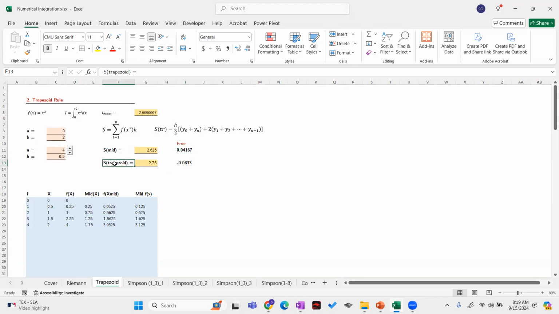But this is an extremely popular deterministic numerical integration procedure to approximate the area under the curve. But this is a little better. Okay, any questions? Clear? Let's move on.